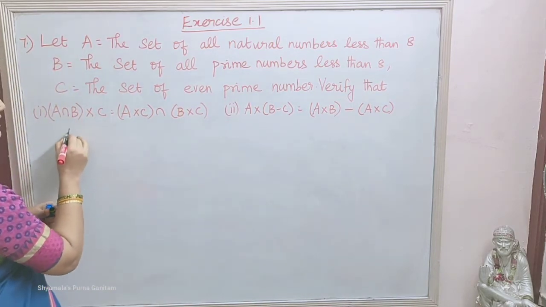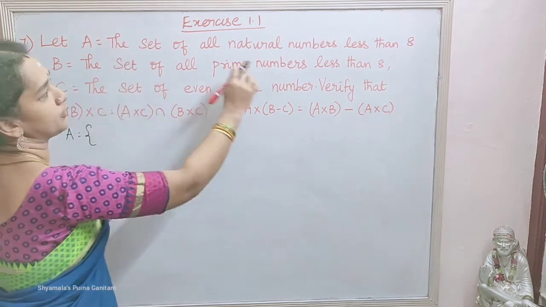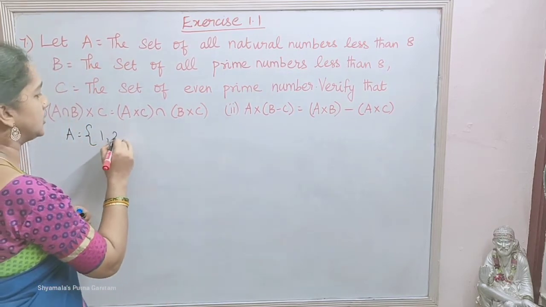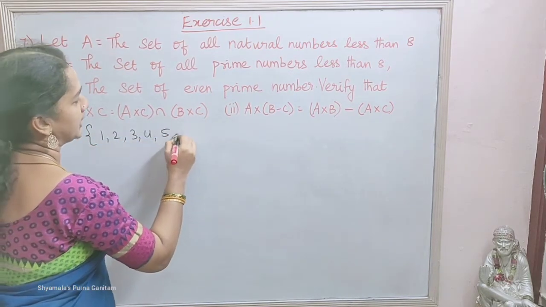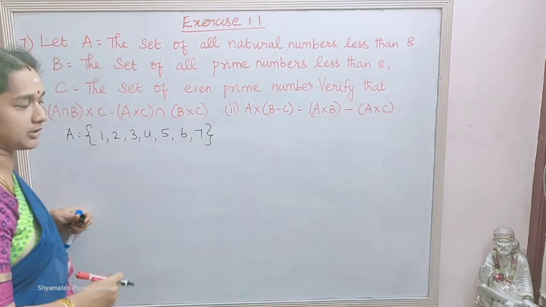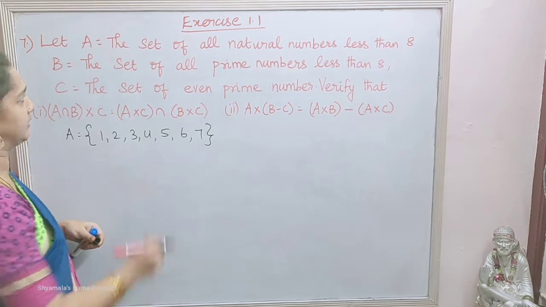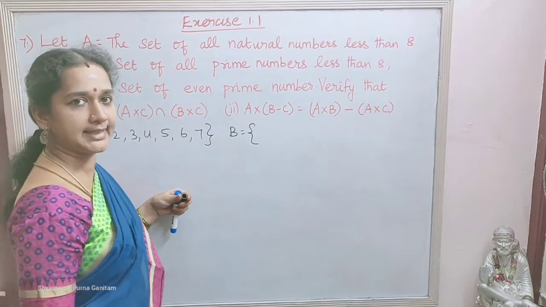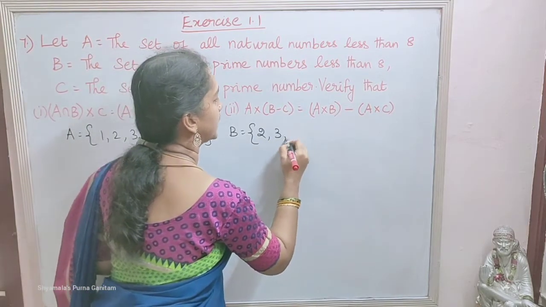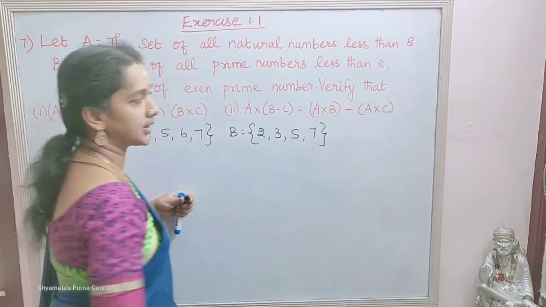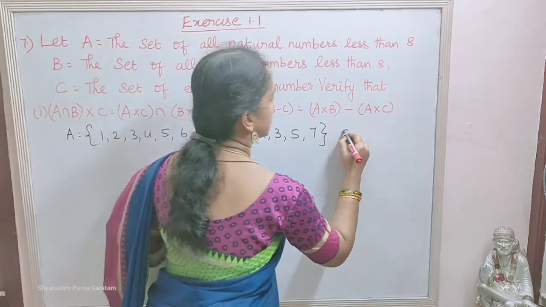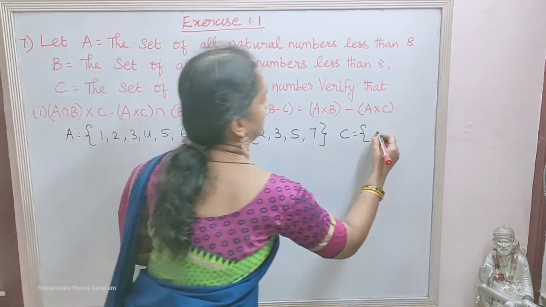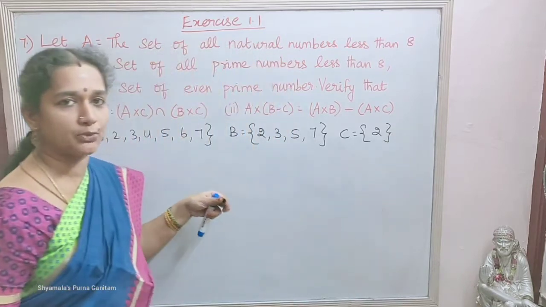A is the set of all natural numbers less than 8. Natural numbers start from 1, so 1, 2, 3, 4, 5, 6, 7. Less than 8 is given, so you get numbers from 1 to 7. Then B is the set of all prime numbers less than 8, so the prime numbers are 2, 3, 5, 7. Then C is the set of even prime numbers. Only one even prime number is there, that is 2. So we got the elements of the three sets.